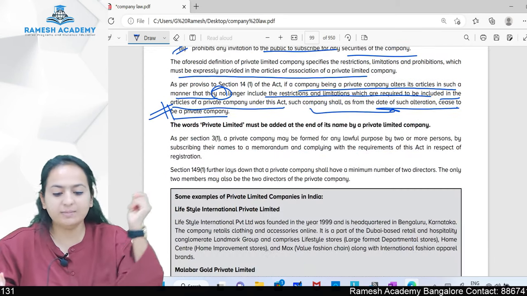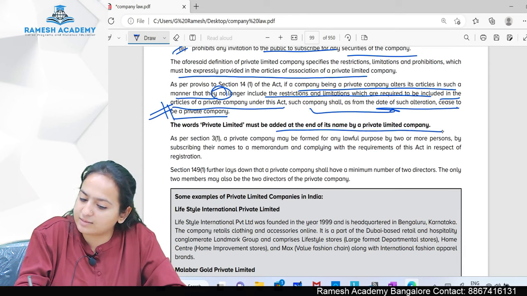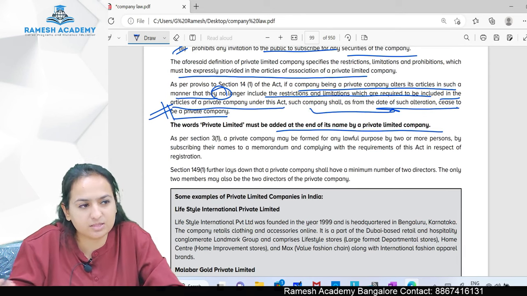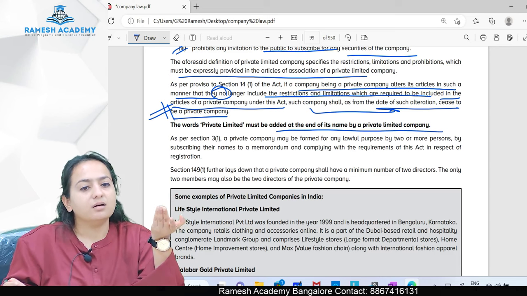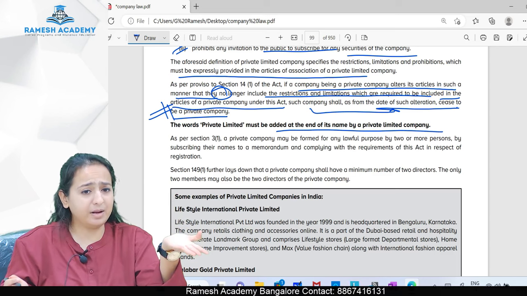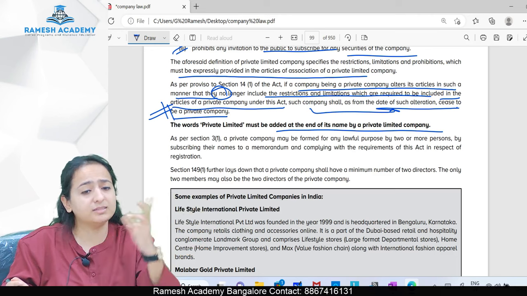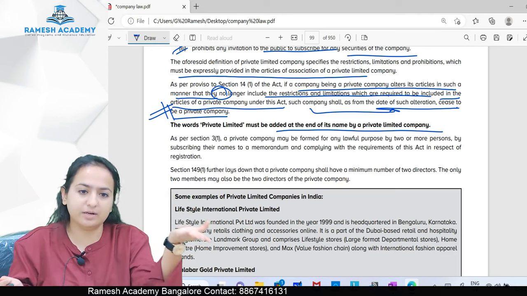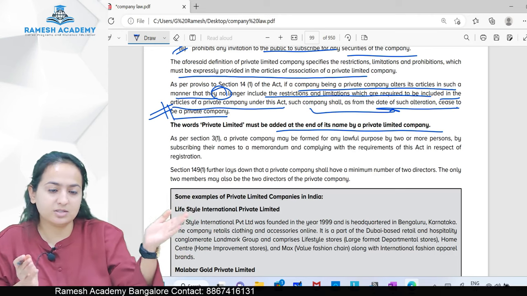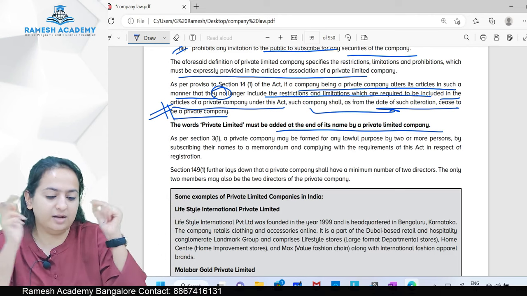The words private limited must be added at the end of the name of a private limited company. You must have seen, suppose, any private company, so and so technologies private limited. This is a private limited company, meaning the two words need to be added after its name.